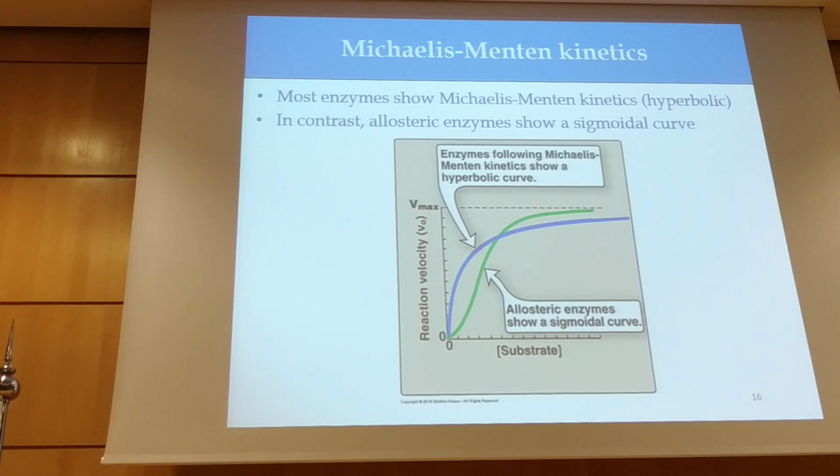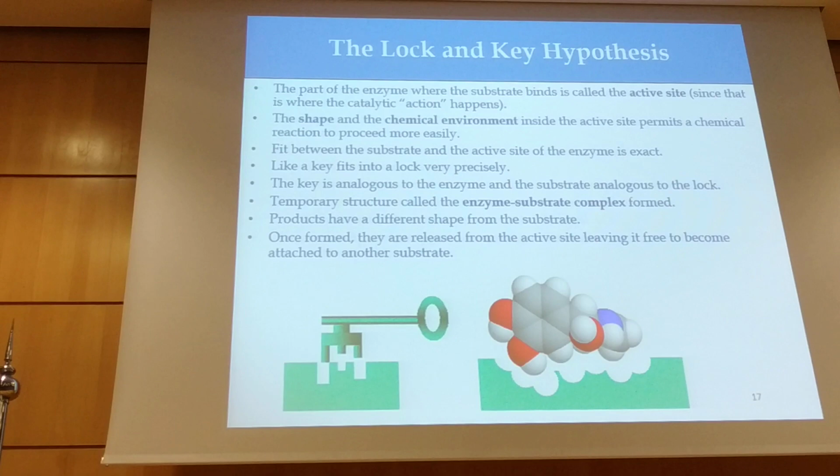So what I just wanted to show you is that we have two different kinds of reactions. Here, reaction velocity. You can see here this is hyperbolic. This is what we refer to as a sigmoidal structure. And these are different enzymes. We're going to elaborate more in terms of their kinetics.